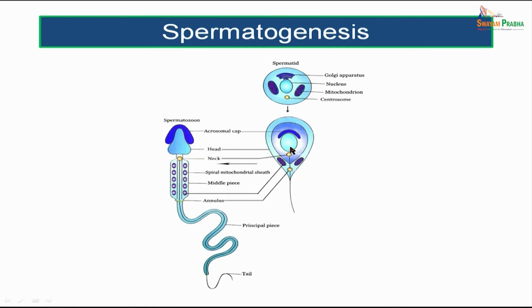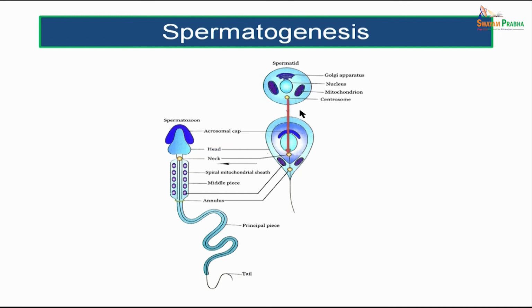So, let us see the events happening in a nutshell. We can see the Golgi apparatus. This is the nucleus, this is the mitochondria, and this is the Golgi apparatus. From the Golgi apparatus, the acrosomal cap will be formed, which lies over the head of the sperm, that is formed by the nucleus. So, this is the nucleus which is forming the head of the sperm.